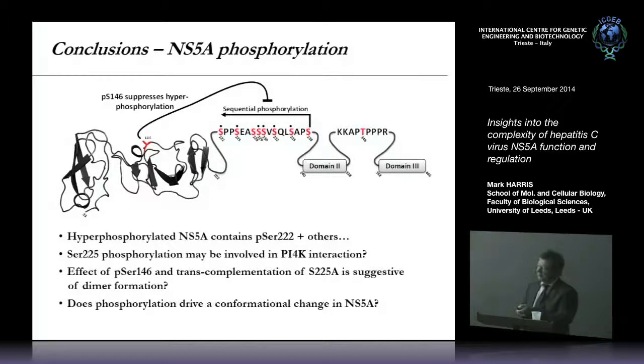And what I think is the big question now is really: does phosphorylation drive that conformational change in 5A? Does it allow it to switch between those different dimeric forms? Does it allow it to switch between forms that might be involved in RNA replication versus virus assembly? We don't know the full answer to that yet.